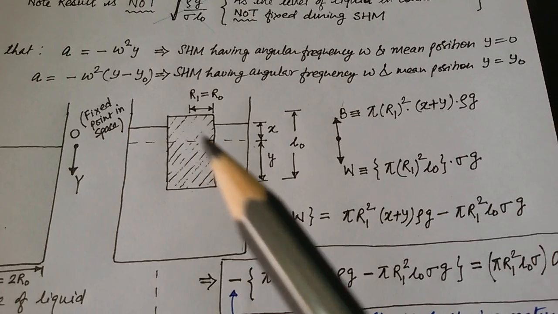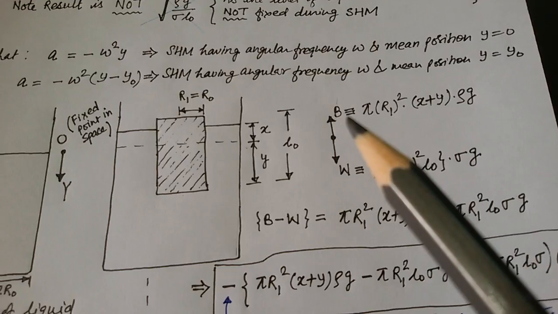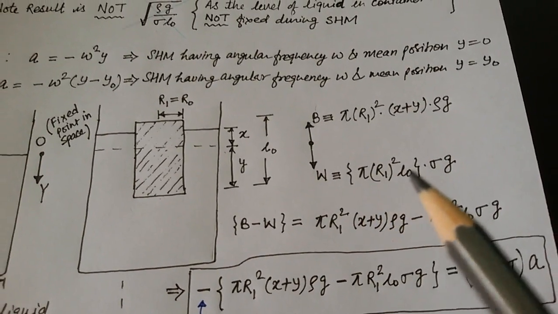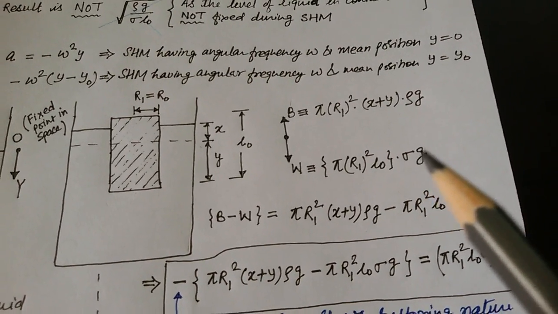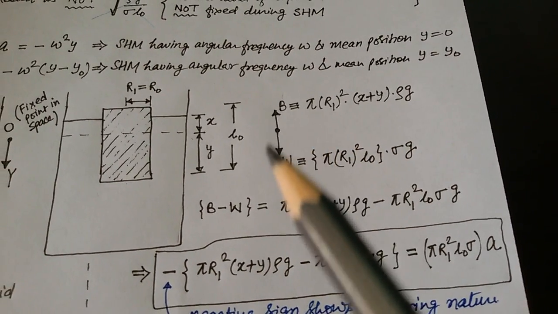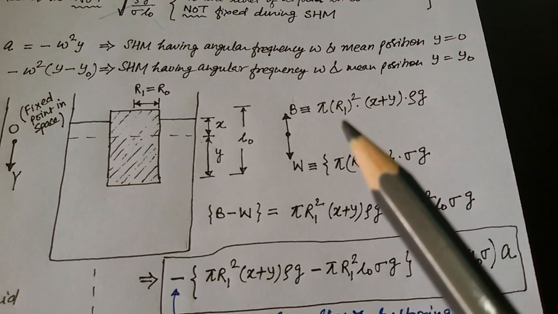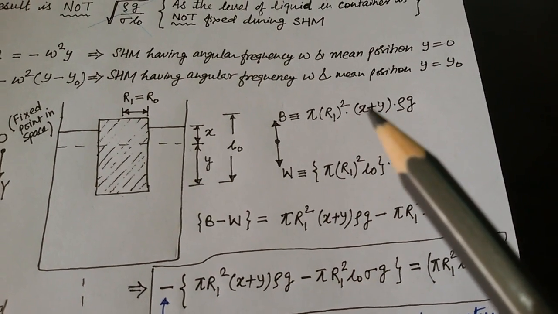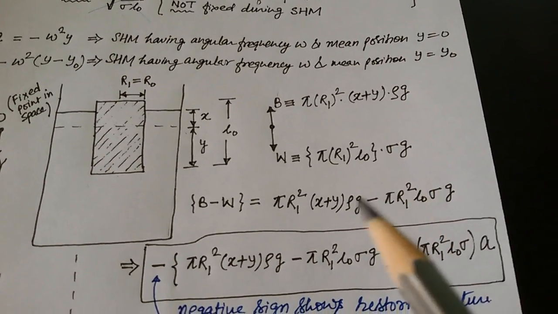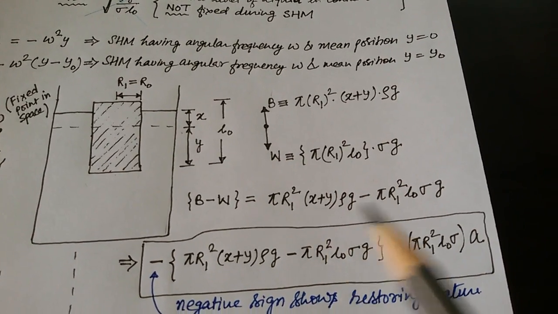Dear students, we can write the weight of the block, W. We can write the instantaneous upthrust acting on it. So weight is what? mg. Volume of the block, pi r1 square L naught, times density of the block, sigma, times g. We can write the buoyant force, upthrust: volume of the fluid displaced, pi r1 square (x plus y), times rho g. So can we write B minus W, the difference of the two forces? It is this minus this we are getting.